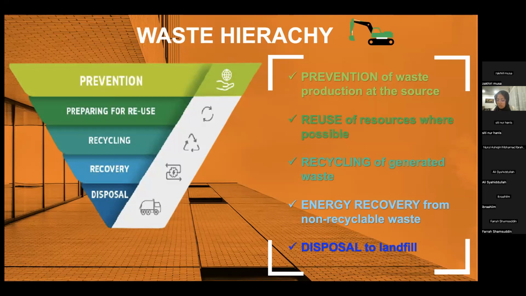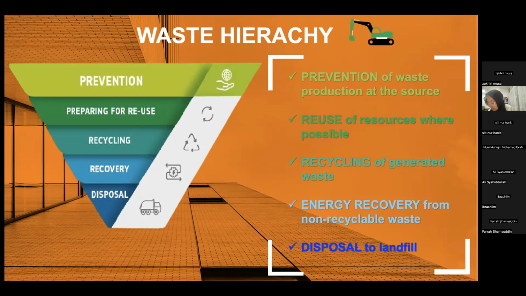The third one is recycling. It means turning waste into a new substance or product, including composting if it meets the quality protocols. For the recovery, it means energy recovery from the non-recyclable waste. It means from anaerobic digestion, incineration with energy recovery, gas, and pyrolysis, which produce energy.